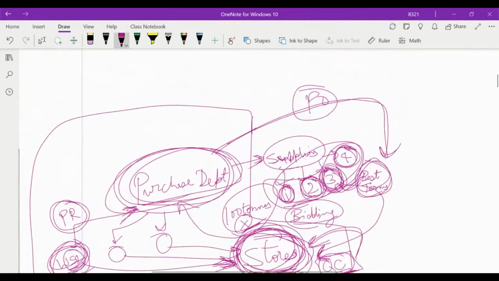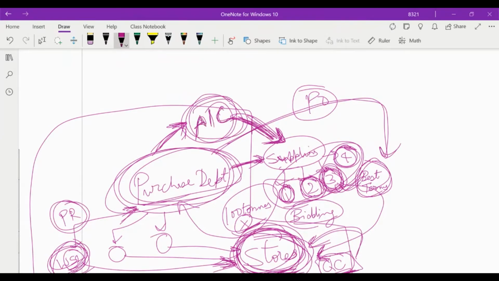Now the purchasing department requests the accounting department to pay the suppliers what we owe them, right? So this communication also has to go from the purchase department to the accounts department. Now the accounts department should not blindly pay it, okay?